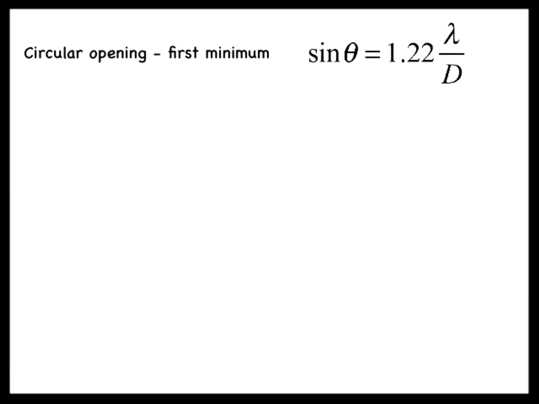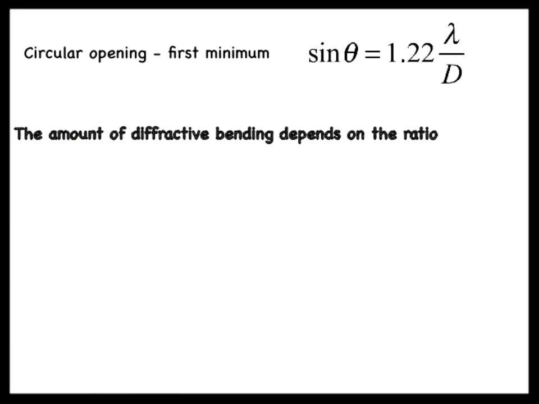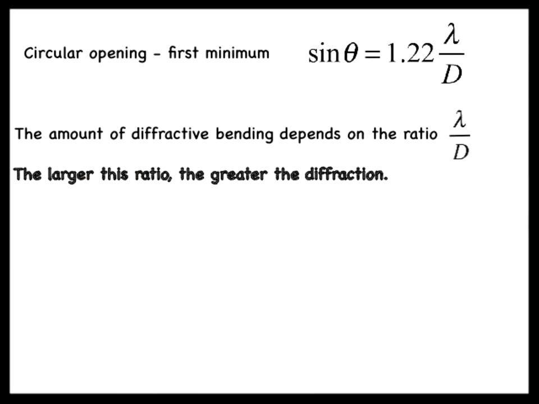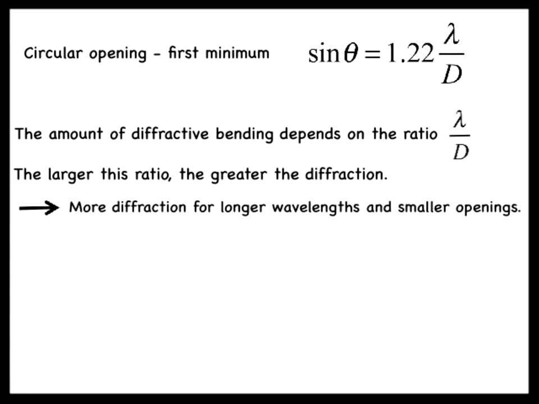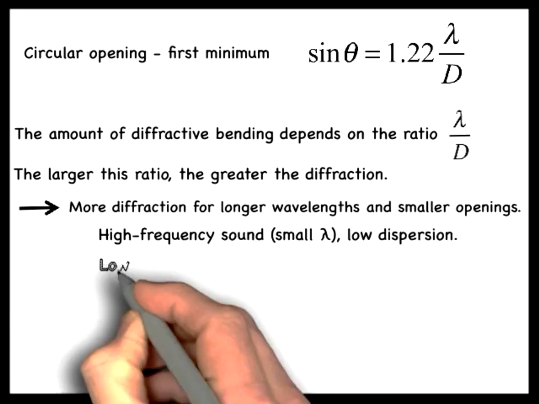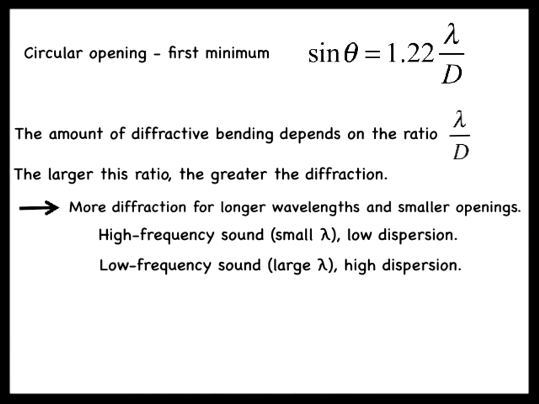It is important to remember that the extent of the diffraction described by the above relationships depends on the ratio of the wavelength to the size of the opening. The amount of diffractive bending we see goes as lambda over d. In other words, we see more diffraction for longer wavelengths and smaller openings. Since high-frequency sound has a relatively small wavelength, it tends to have a narrow dispersion. On the other hand, for larger values of the ratio lambda over d, the angle theta is larger. The waves spread out over a larger region and are said to have a wide dispersion. Low-frequency sound, with its relatively large wavelength, typically has a wide dispersion.